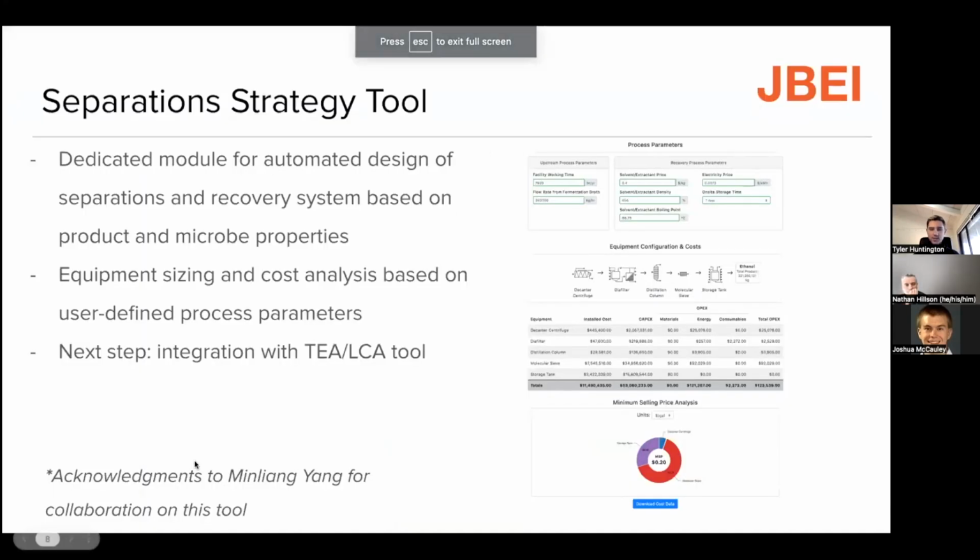And just like to acknowledge Minliang Yang, a member of our research group who's been instrumental to actually developing the algorithm behind this tool. And what I've done has mainly just been putting a user interface over the work that she's really done extensively.